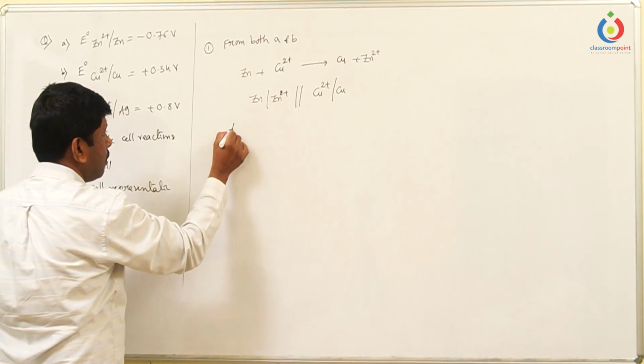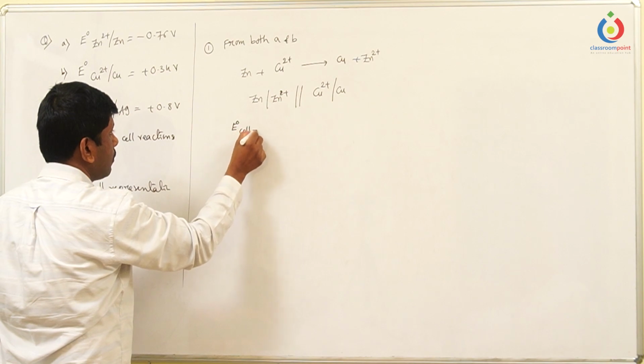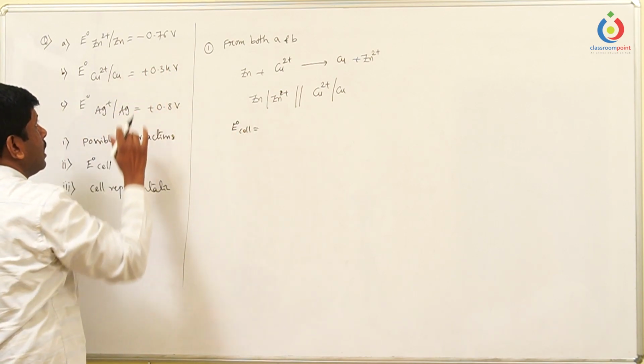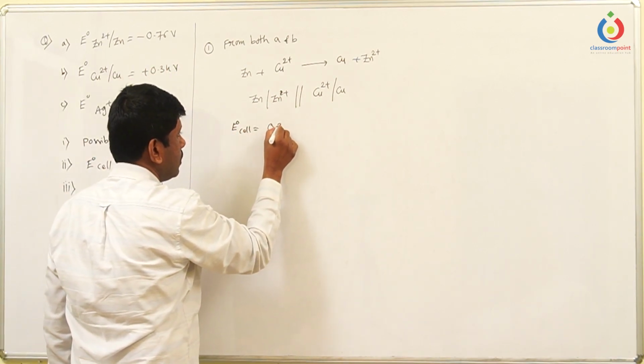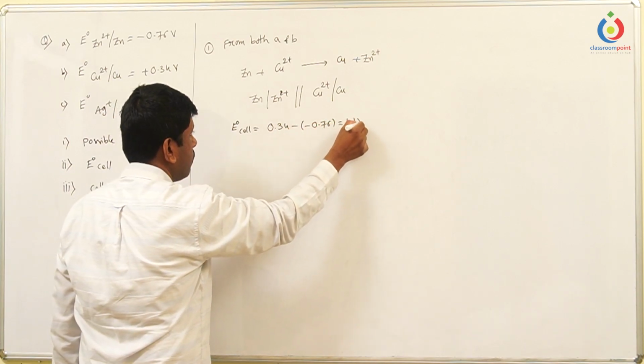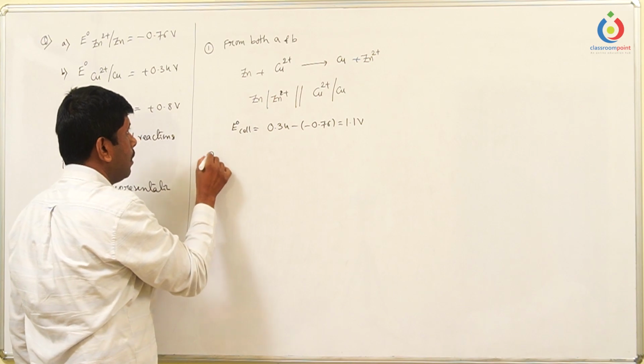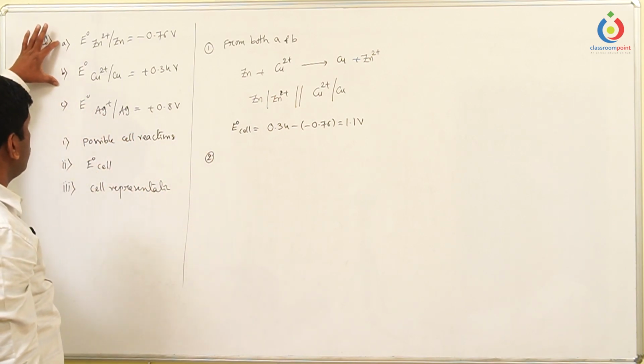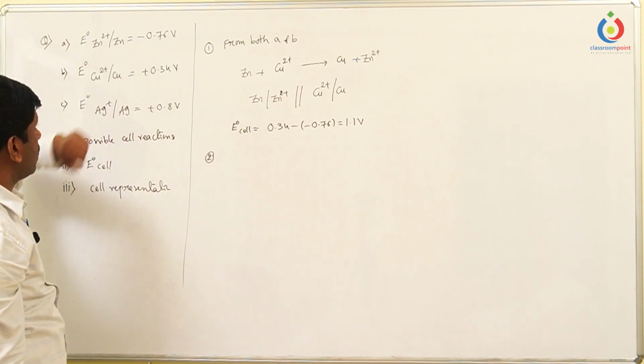Now let us see E0 cell. Cathode value minus anode value. So 0.34 minus (minus 0.76), that means you are getting 1.1 volts. So whenever you select both of these, this is acting as a cathode, this is acting as an anode.